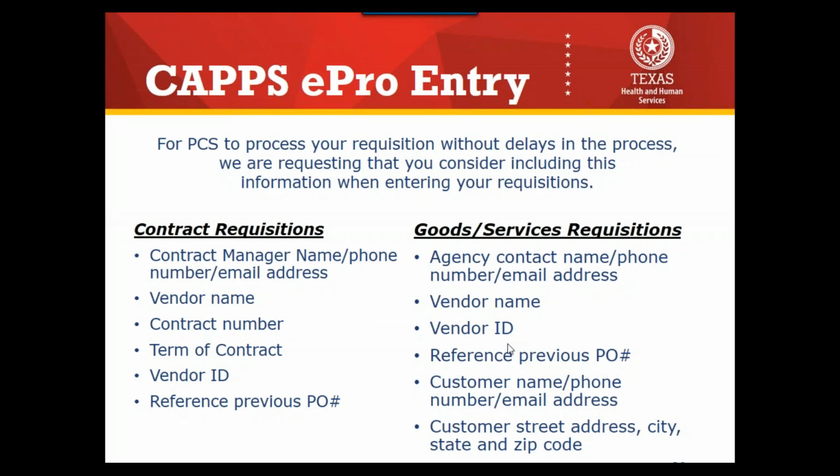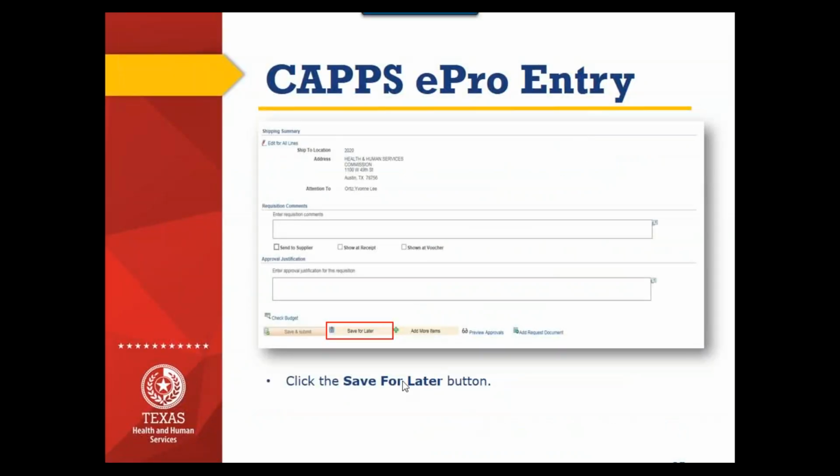If you have a business process already in place where you already do this information somehow, that's great. But if not, if you could put this information in your requisition, that would be great. There are one of two places you can put this information. I'm going to show you the first one real quick. On this page where we click the Save for Later button, there is a requisition comments field. You could copy and paste that information right here, okay? And you can put in all that data in there.